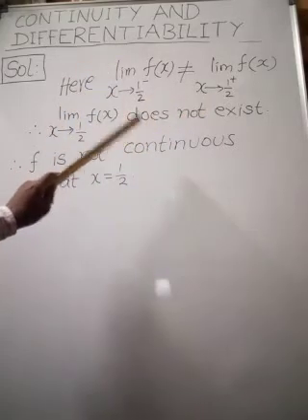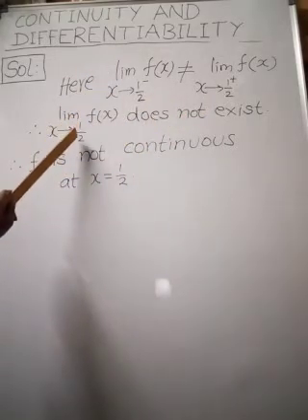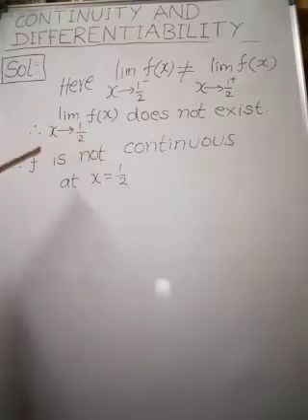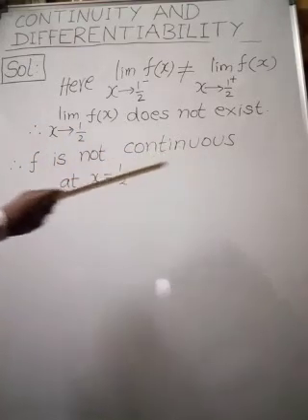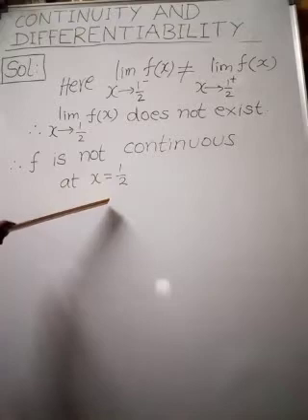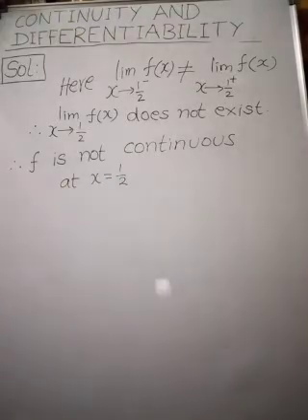Okay, my dear children. Since it is not having a limit at x is equal to 1 by 2, we can say that f is not continuous at x is equal to 1 by 2. Understood, my dear children? Right.